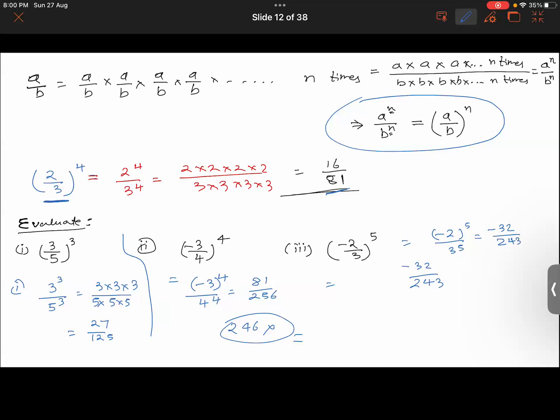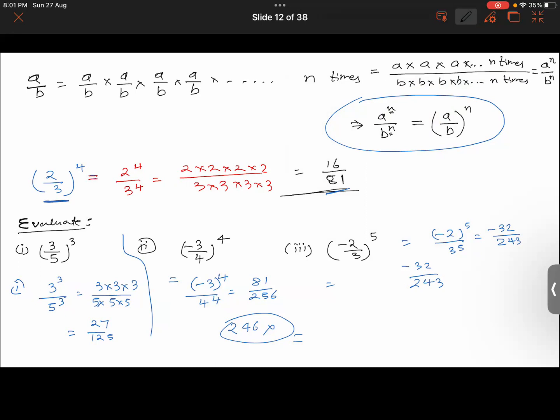What does it mean? If you like, you can take a screenshot of this page. Done, sir. Wait, I'm taking it.